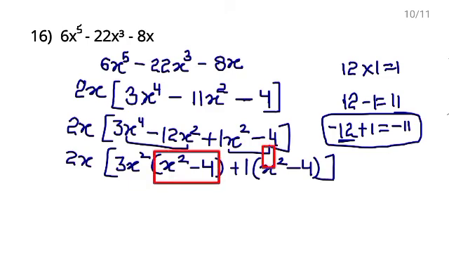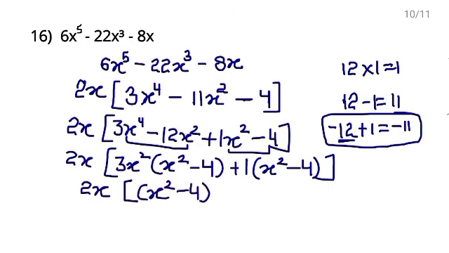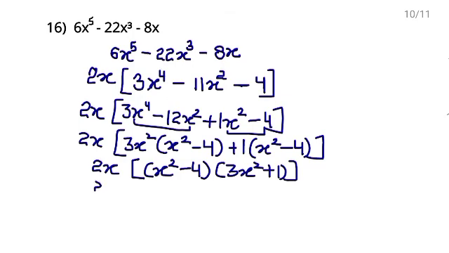These are common binomial factors, so take it common, 2x, x square minus 4. Now you have 3x square plus 1. This is 2x into x square minus 4, 3x square plus 1.